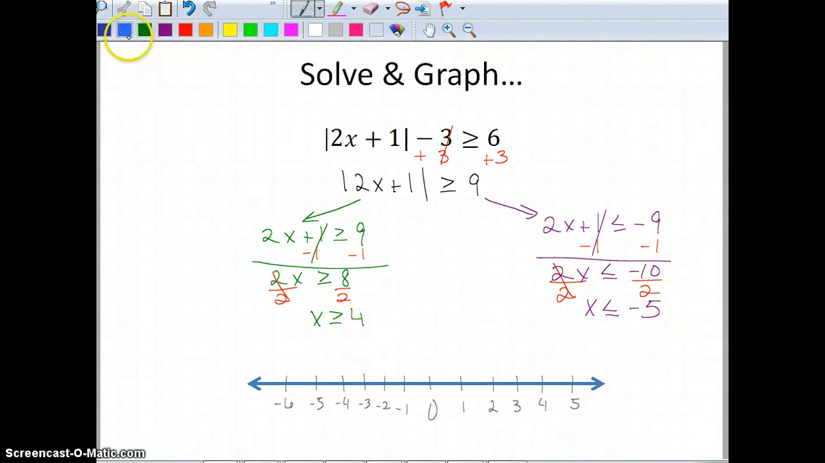So I have x is greater than or equal to 4, so I know I have a closed circle at 4. And I know that x is less than or equal to negative 5, so I have a closed circle at negative 5. Now where is x larger than 4? Well, x is larger than 4 going to the right. Where is x smaller than negative 5? Well, numbers get smaller as I go to the left.